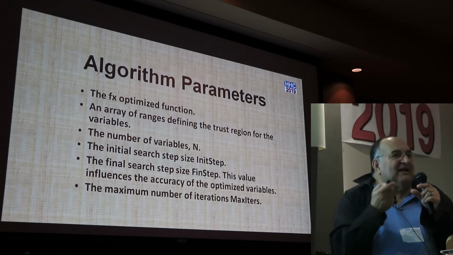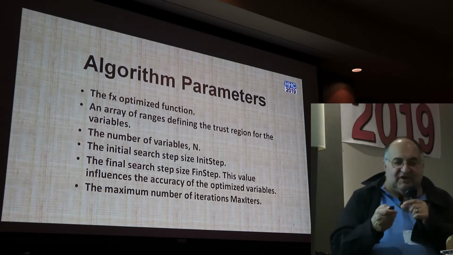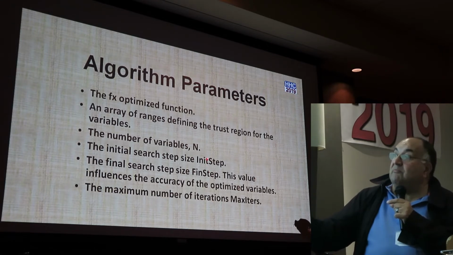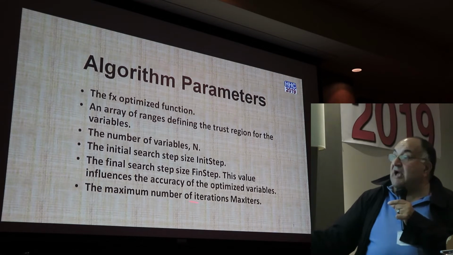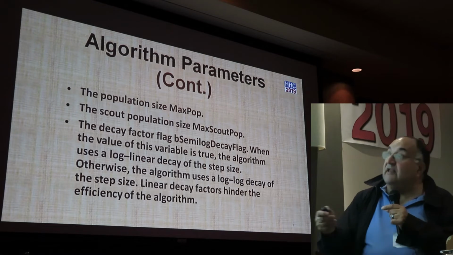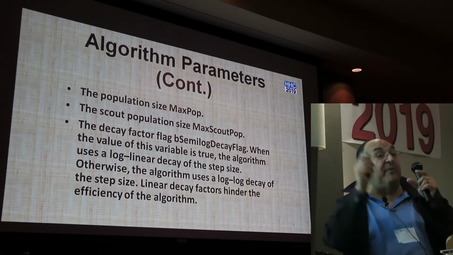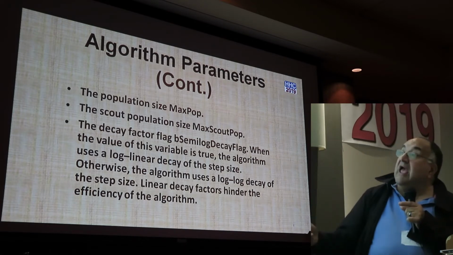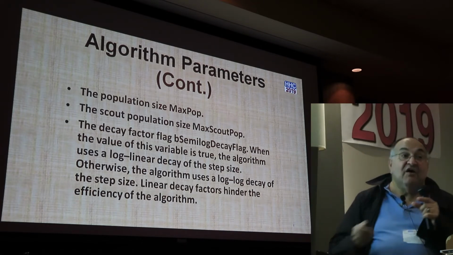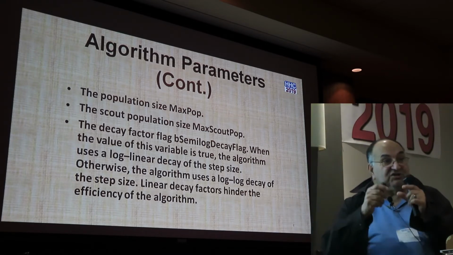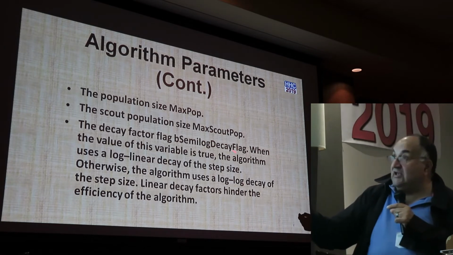You have to tweak the code on your own. It's not the end of the universe, you can do that easily. But if the magnitudes are different, then these need to be arrays. Otherwise, we leave them as scalar. And then there's the maximum number of iterations, max iter. And then here we have the population size, max pop. That's the number of pods we're launching, okay? And then the scout population size. For each pod, I have max scout pop. So each pod releases that many scouts.